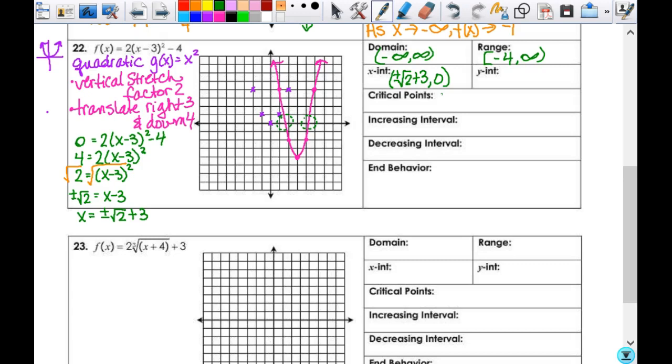All right, so my y-intercept. Your y-intercept is the ordered pair where you have a y value when x is 0.